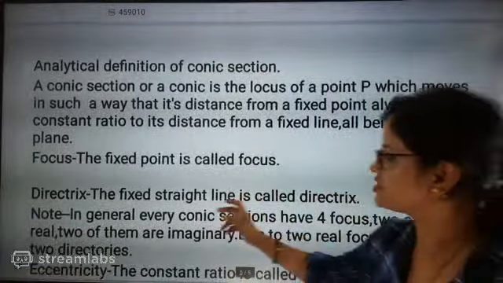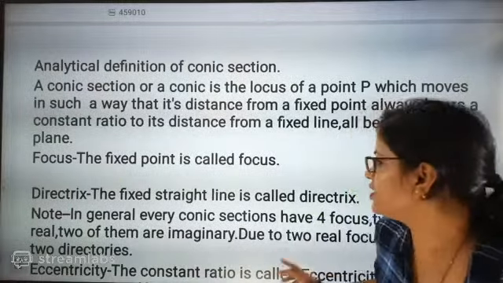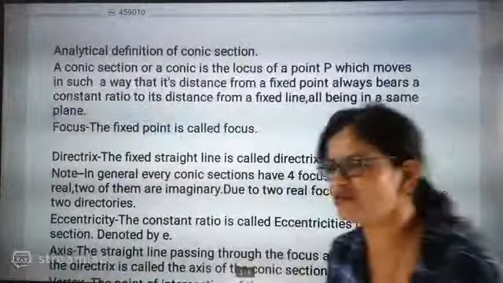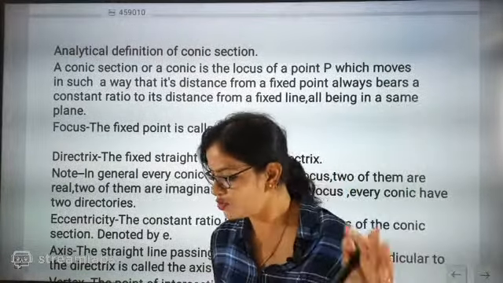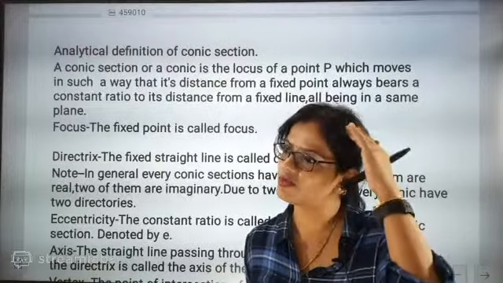So now directrix is the fixed line. Generally, how many eccentricities will be there? Four will be there. How many? Four focuses. I said eccentricity, four now. There will be four focus. Four focus will be there, two real and two imaginary.